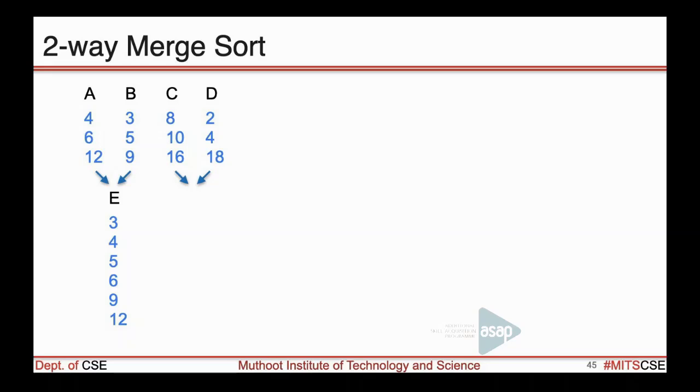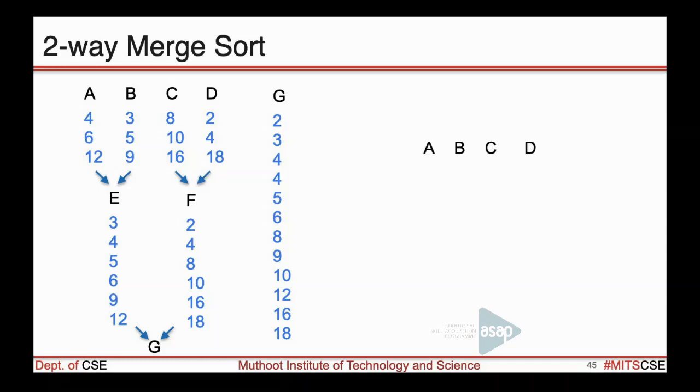Then we will be merging C and D. That will be 2, 4, 8, 10, 16 and 18. Again we have 2 lists, E and F. So E and F will be merged and we will get the result, that is 2, 3, 4, 4, 5, 6, 8, 9, 10, 12, 16 and 18. This is a 2-way merge sort. That is, we had 4 lists, we have taken 2 lists at a time and we have merged them.